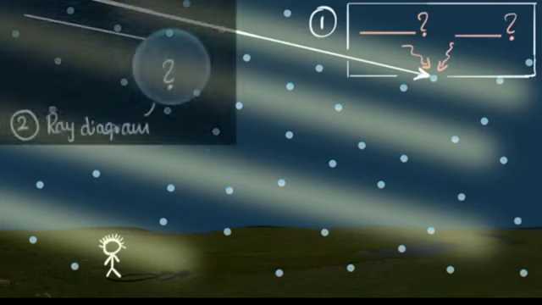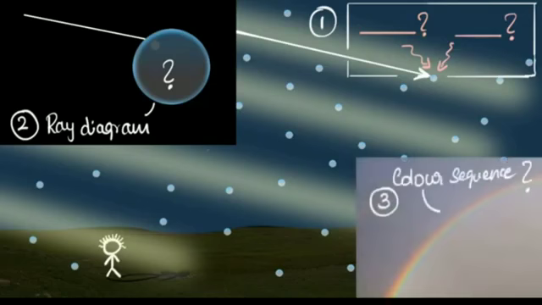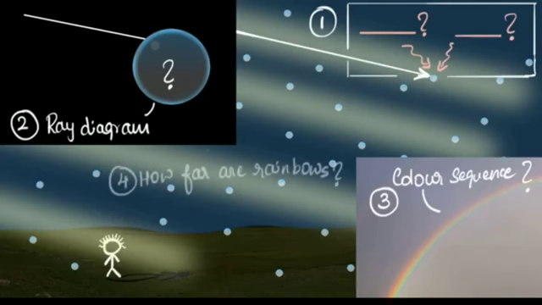Secondly, can you draw a ray diagram showing refraction inside the raindrop? Then, using that ray diagram, can you explain the color sequence of the rainbow? Why is it that we always get red on the outside and the violet or the blue on the inside? And finally, can you explain maybe to your friends or to your family, how far are the rainbows? If you have trouble answering this question, don't worry, you can always go back and revisit the parts of the video.